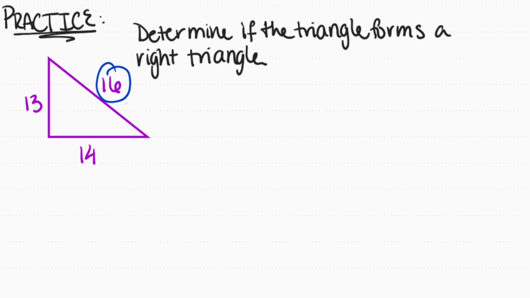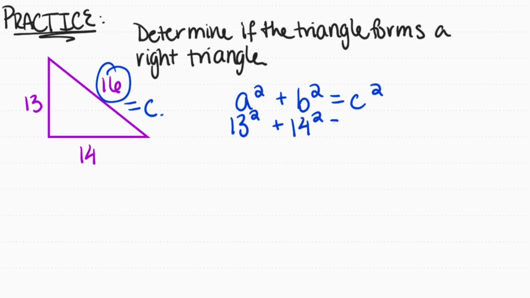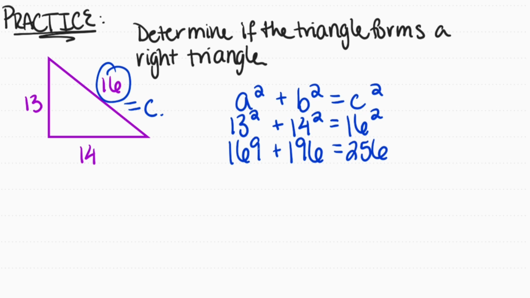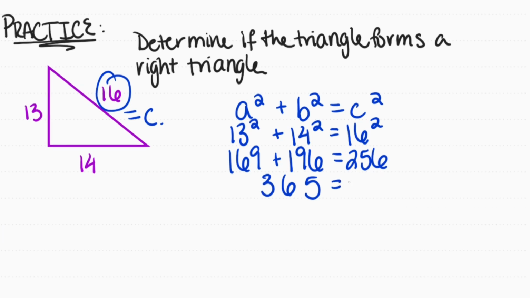Alright, so like we said, 16 is the C value because it's the greatest value, so it has to be the hypotenuse. So like good math students, we're going to copy the formula and plug in our values, and then we'll simplify to see if this triangle is or is not a right triangle. We get that 365 does not equal 256, and so this is not a right triangle.